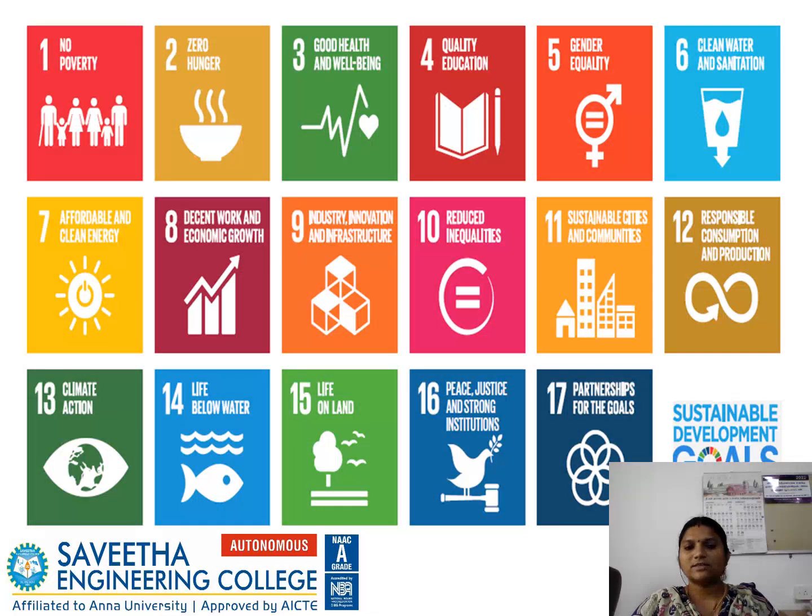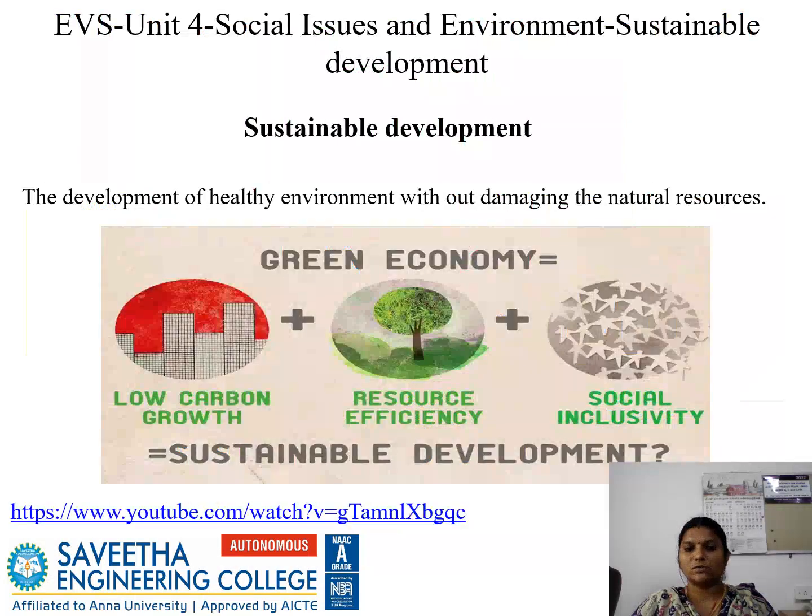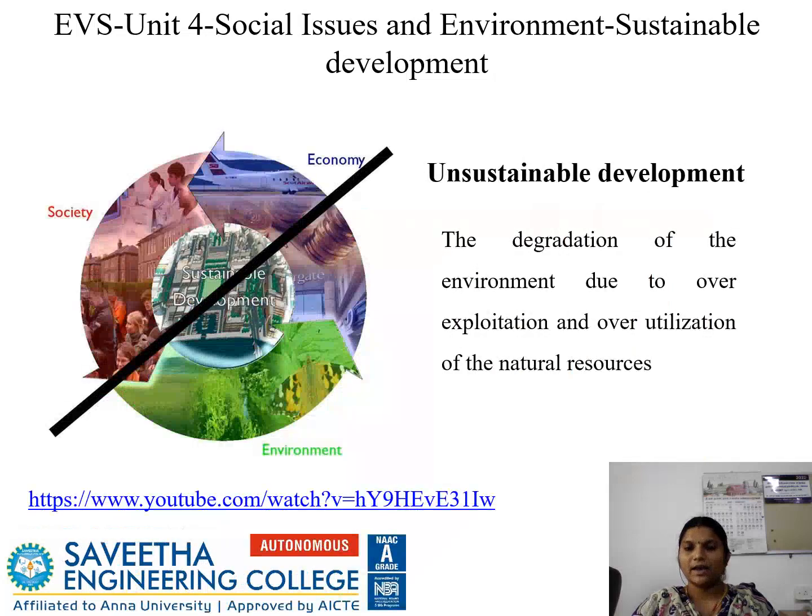These are the Sustainable Development Goals: no poverty, zero hunger, good health and well-being, quality education, gender equality. So what is sustainable development? The development of a healthy environment without damaging the natural resources. And unsustainable development is nothing but the degradation of the environment due to overexploitation and overutilization of natural resources.